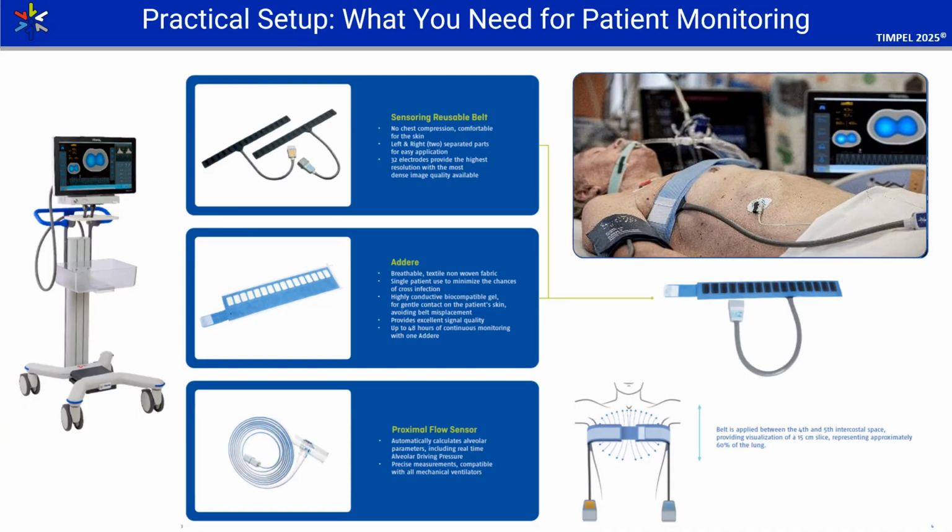Here you see the practical setup. Monitoring requires an EIT monitor and a correctly sized sensor belt. The sensor belt is covered by adere, a single patient-use cover equipped with electroconductive gel. Measurements from proximal flow and pressure sensors enable the calculation of alveolar mechanics parameters such as driving pressure.